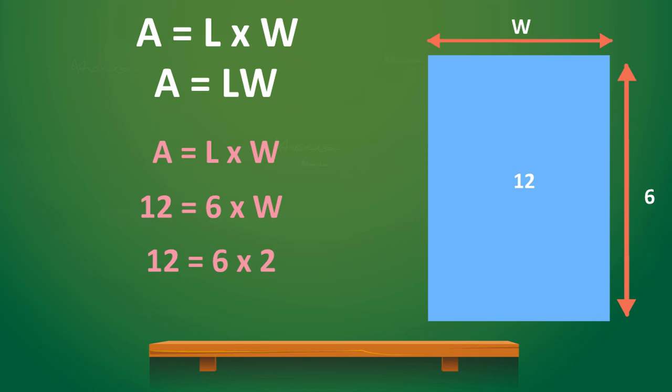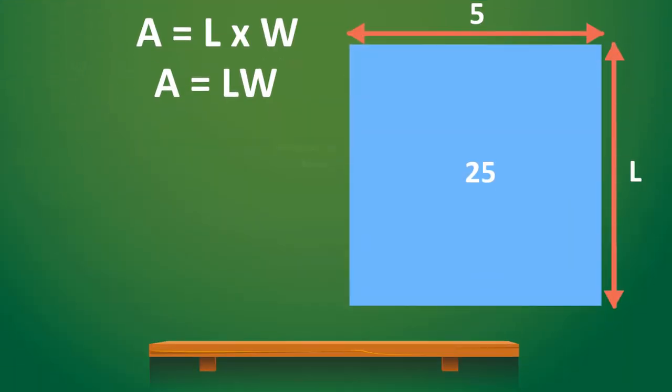Same idea again. I gave you the area, that is A. I also gave you W, which is 5. I'm looking for L, the missing number. Can you find out what L is? Pause the video, put the numbers into the formula, and give it a try.